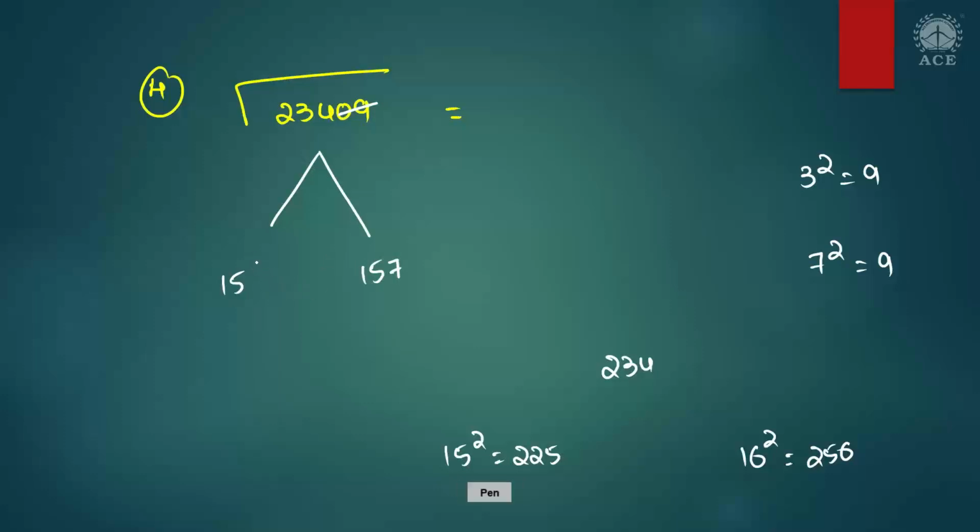Now, which to decide? 234 is close to 225, only a 9 difference. Here we have a 22 difference. So 234 is close to 15 square, so we should go with the lower value, 153. If it is close to 256, we should go with 157. This is how things will work.